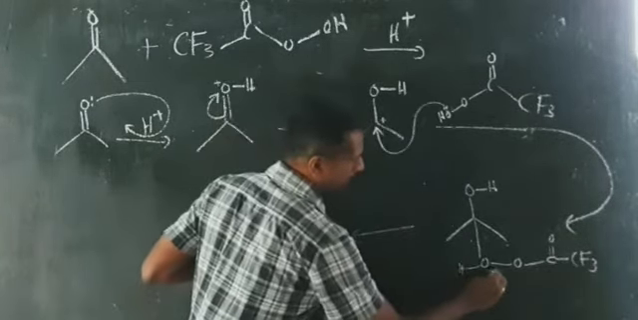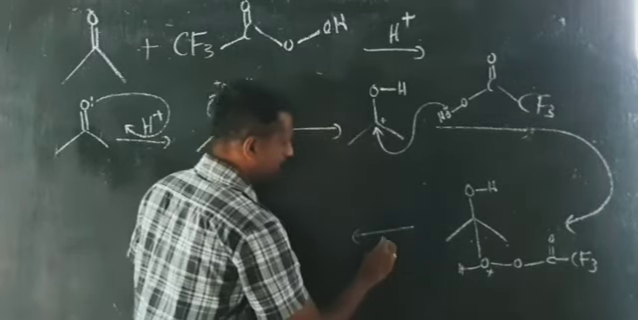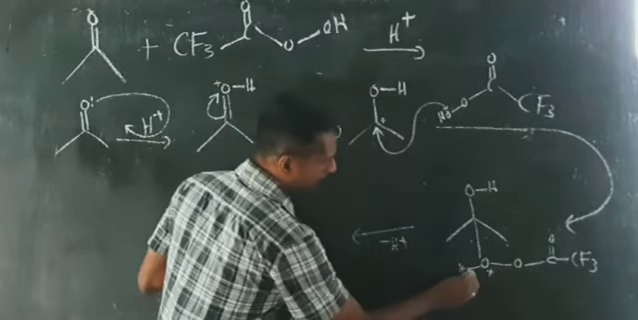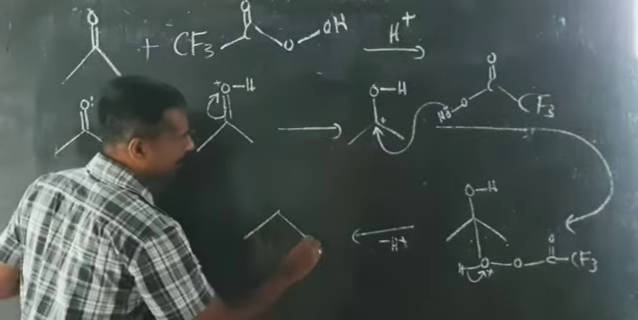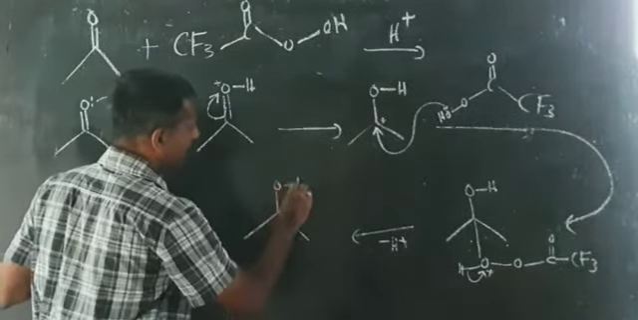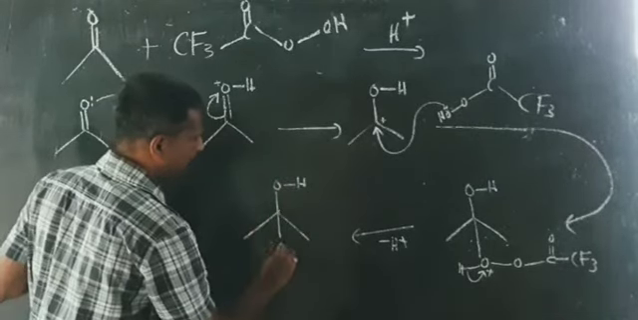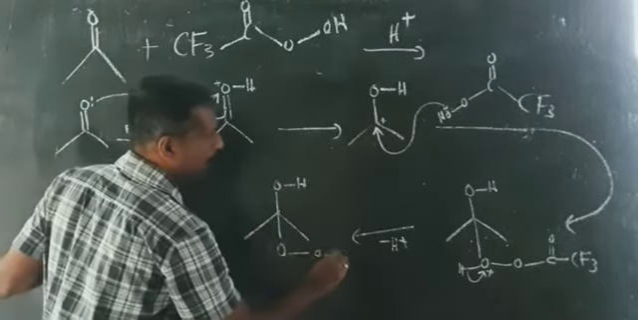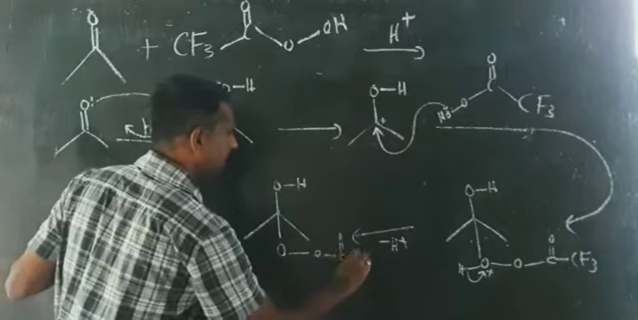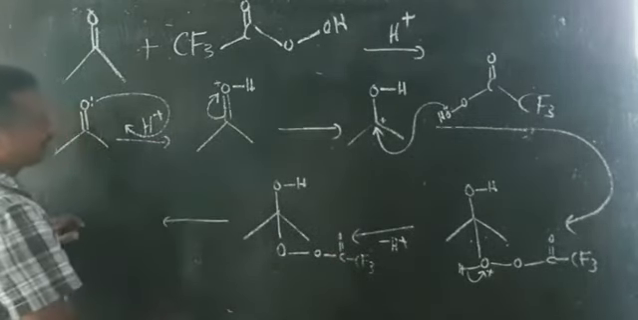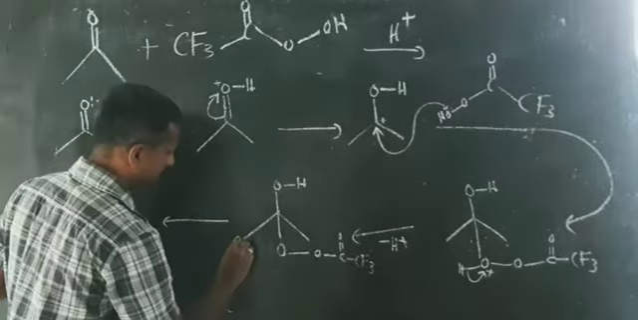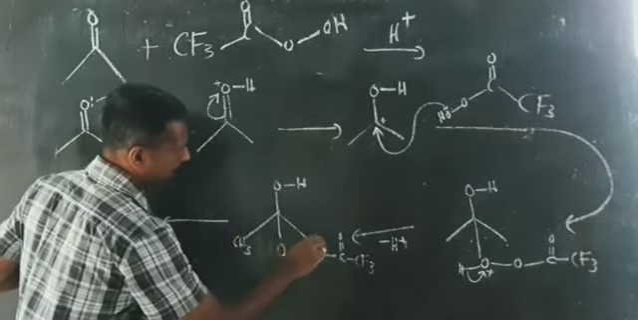Of course here it is a positive charge, and in the next step, minus H plus. What do we get? We get a structure like this. Here it is OH, and here it will become O, and here it is O, C double bond O, CF3. Now look here, the rearrangement. I can write it as CH3, here is also CH3.